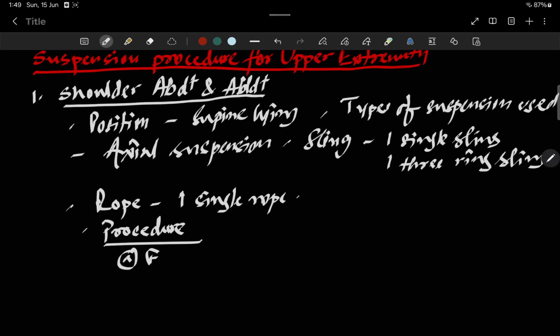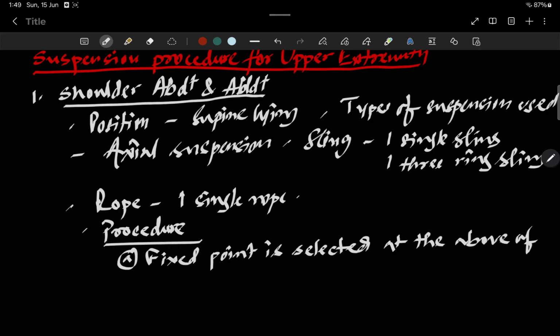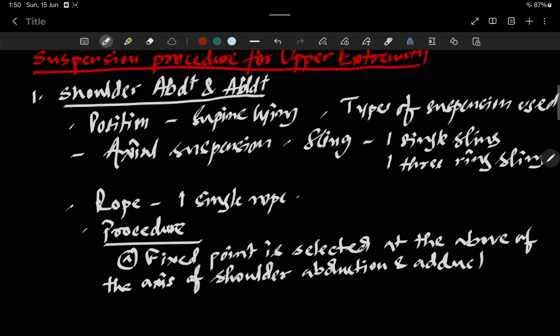First, the fixed point is selected above the axis of shoulder abduction. Shoulder abduction and adduction.